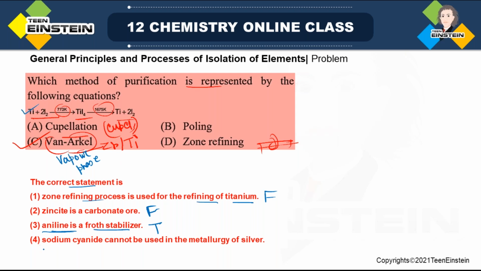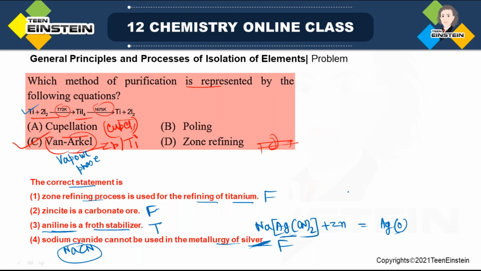This is correct. And the last statement must be false, because only one statement is correct. Sodium cyanide, NaCN, cannot be used in the metallurgy of silver. But we have already seen that NaCN we use to make the silver cyanide complex, and then this silver cyanide complex, remember this type of complex we have seen, is further treated with zinc, and this Ag is now reduced to 0, and this place is taken by Zn. So basically we use NaCN for metallurgy of silver. So this statement cannot be correct. This is also false. So here the correct statement is option 3.